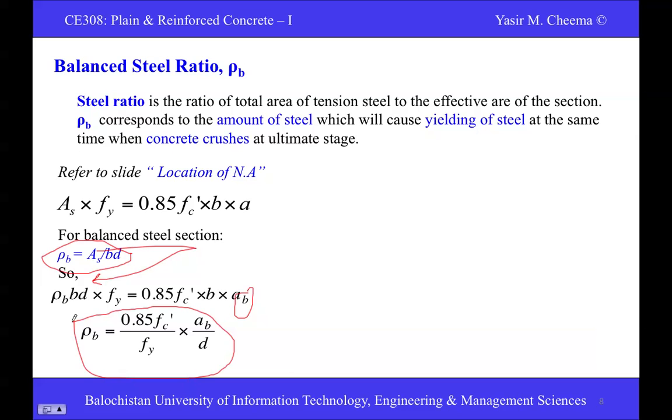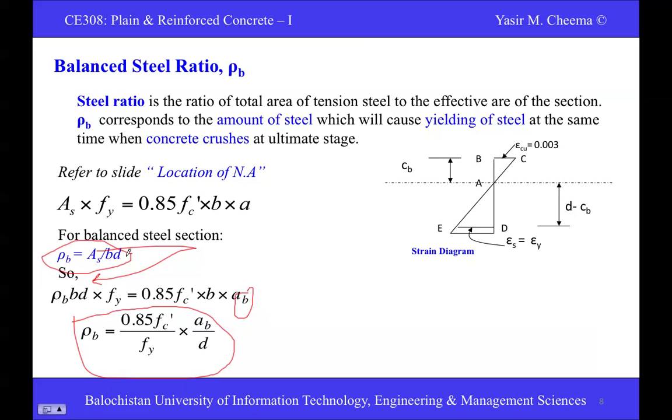B into D, D is effective depth. AS divided by BD. D is the effective depth and B is the width of the section. Concrete section. The word section, I mean everywhere, is the concrete section, beam section. Alright?